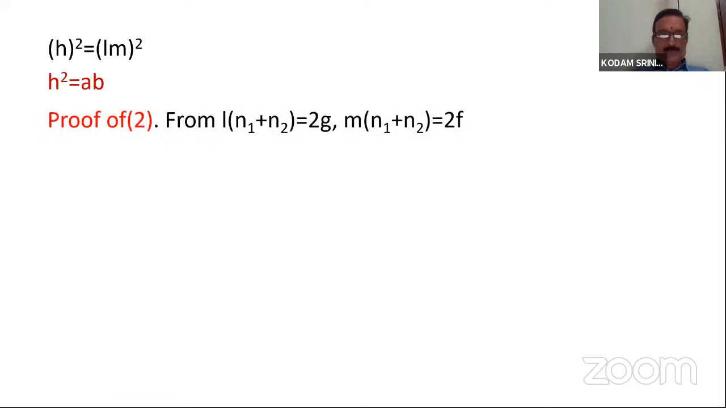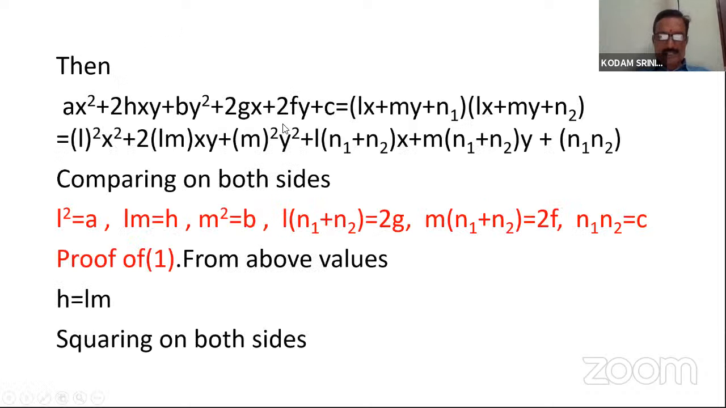Second, let us prove the second condition, that is af² = bg². Again, from before we have l(n1 + n2) = 2g and m(n1 + n2) = 2f. I am taking these two terms to prove the second result.